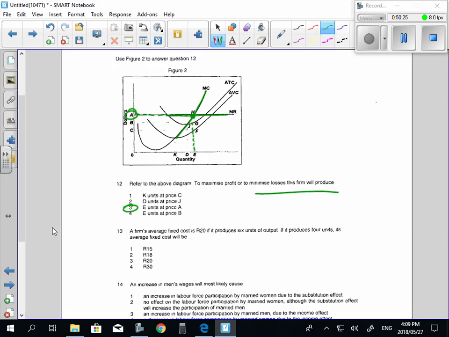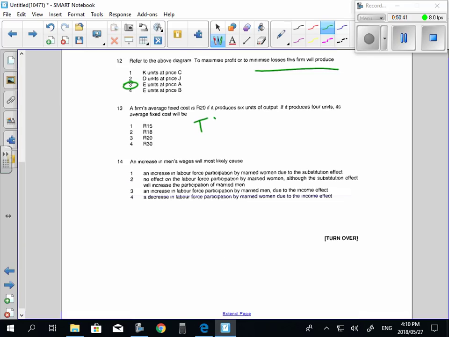Number 13, a firm's average fixed cost is 20 Rand if it produces 6 units of output. If it produces 4 units, its average fixed cost will be what? Okay, so your total fixed cost is equal to average fixed cost times quantity. So they've told us that the average fixed cost is 20 times 6 units of output. So our total fixed cost would be 120.